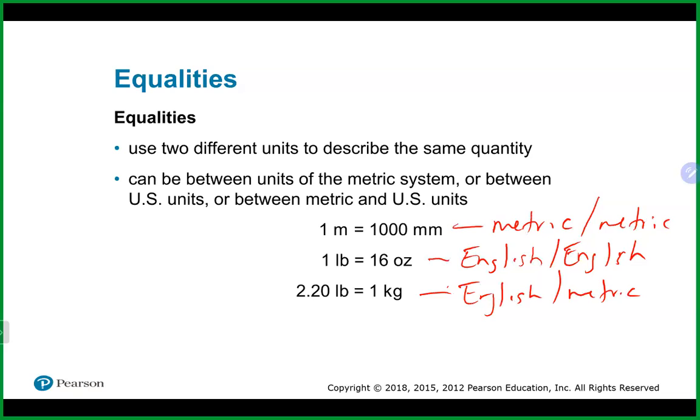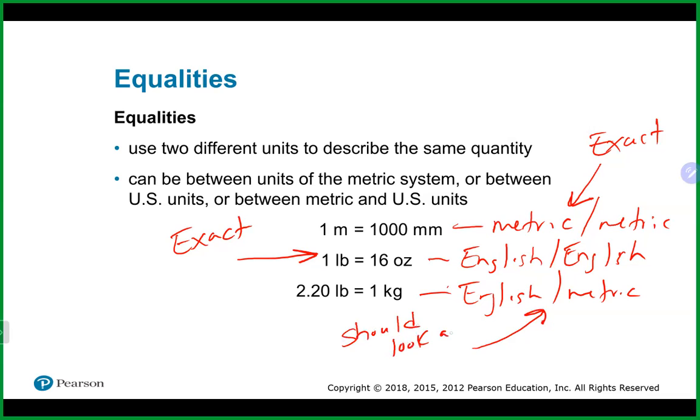Now, when we think about exact numbers and we're doing calculations using equalities, if it is a metric to metric conversion, it is considered an exact number, which means we don't really need to look at the significant figures. If it is an English to English or US to US conversion, it also is considered an exact number, which means you do not have to worry about the significant figures when you're doing a calculation. Technically speaking, when you do cross over to this line where we take English to metric, you should look at the sig figs.